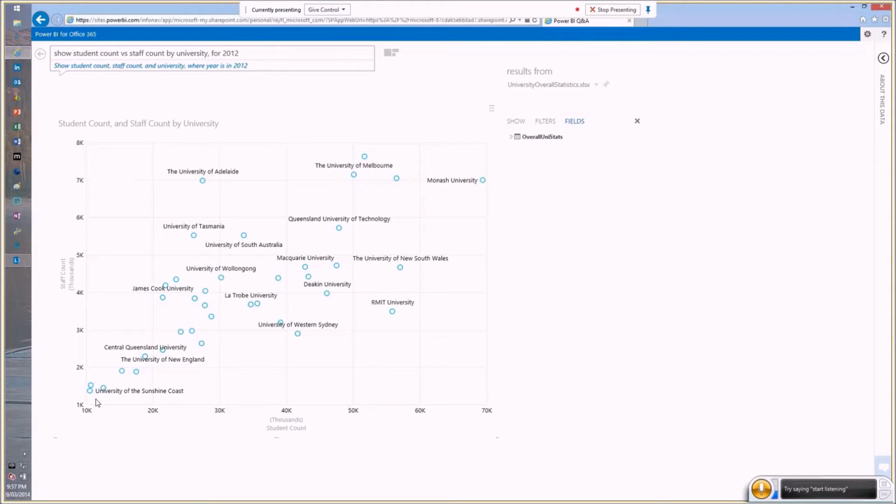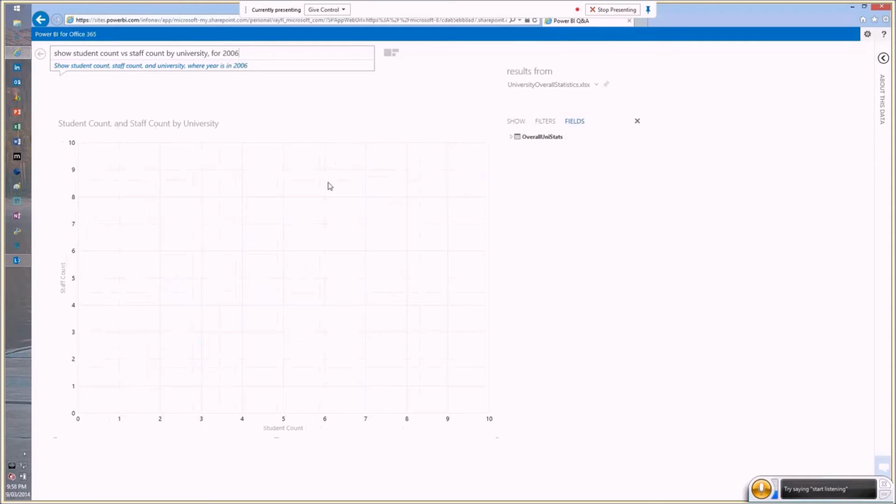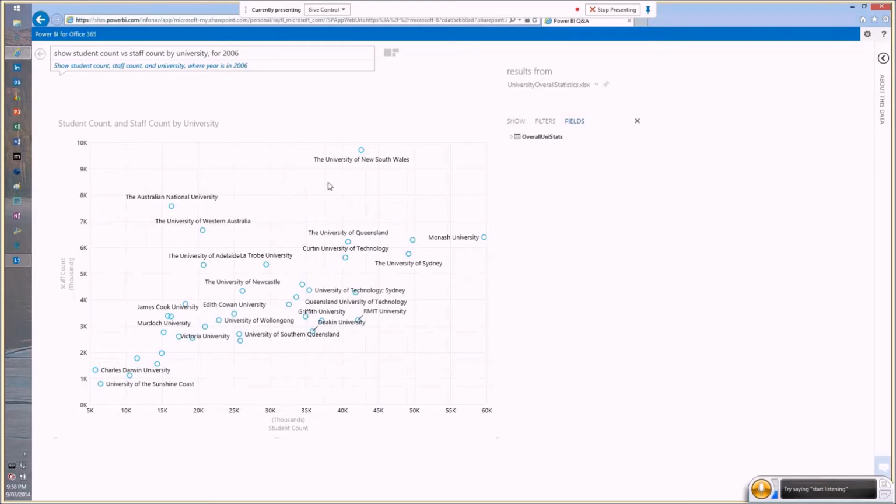And if you were to draw a line from the bottom left up to the top right and say that's your trend line, what it means is the universities down here have a lower number of staff per 100 students, and up here, a higher number of staff. So let's go back and see if something changed in 2006.